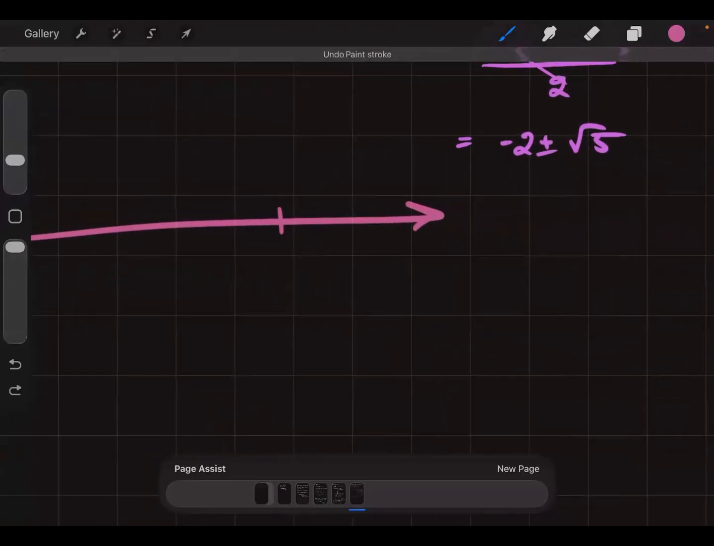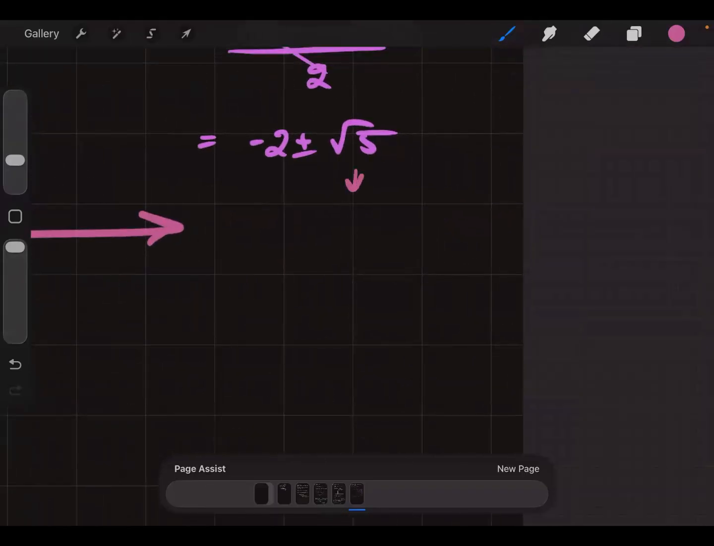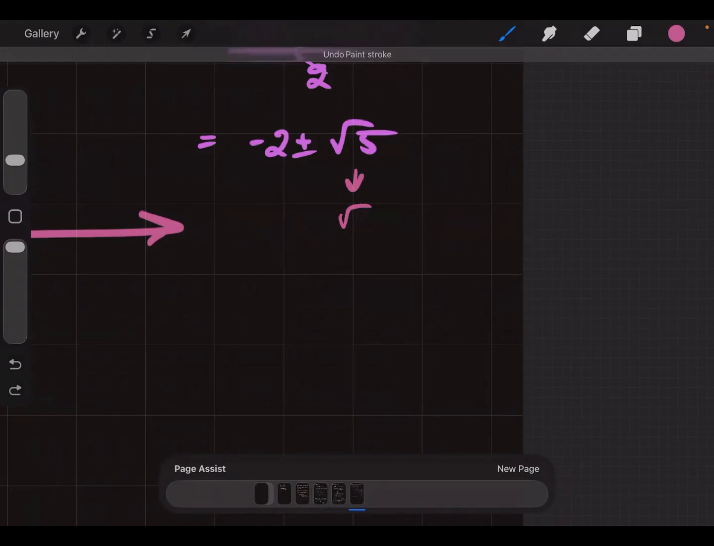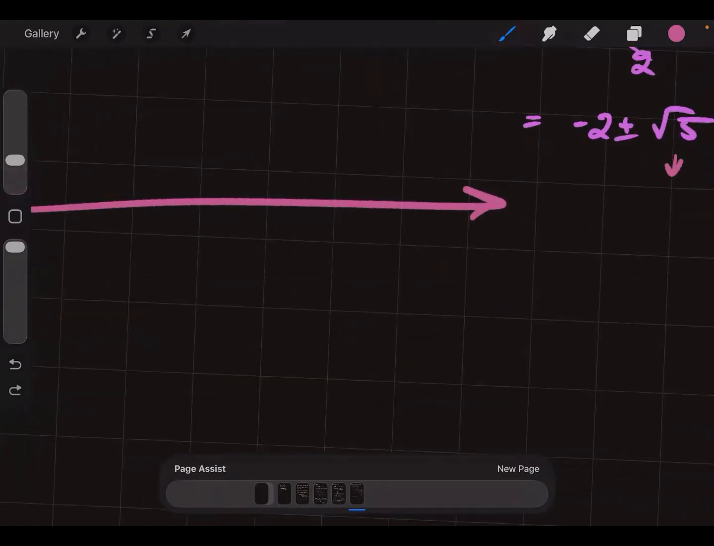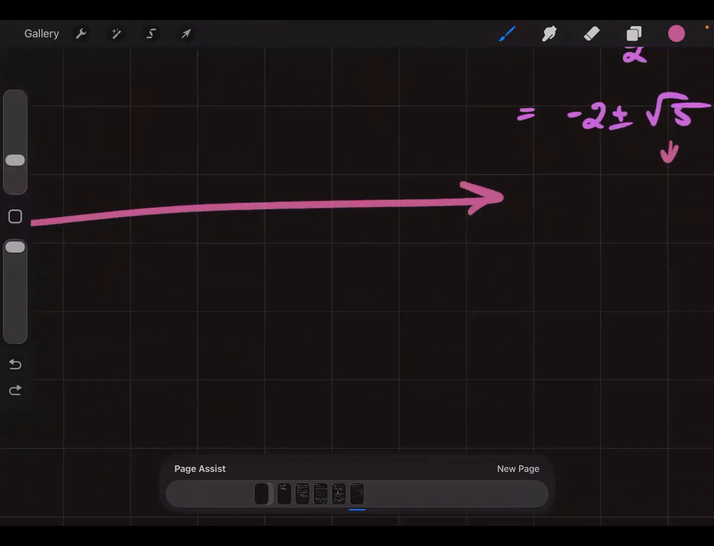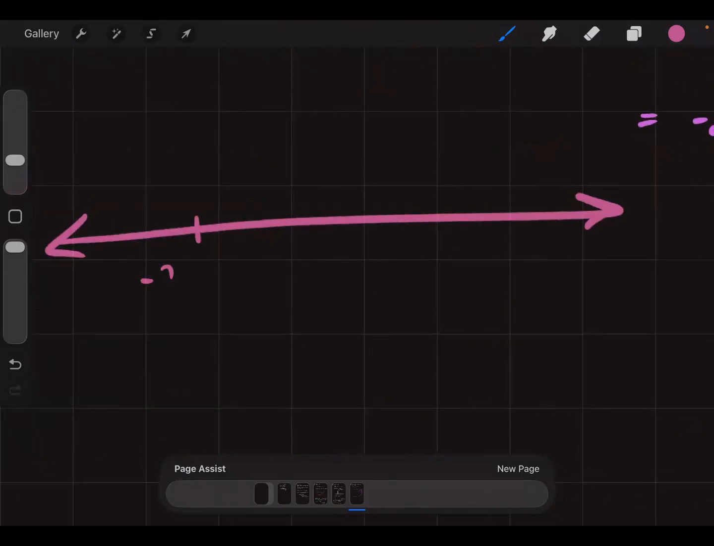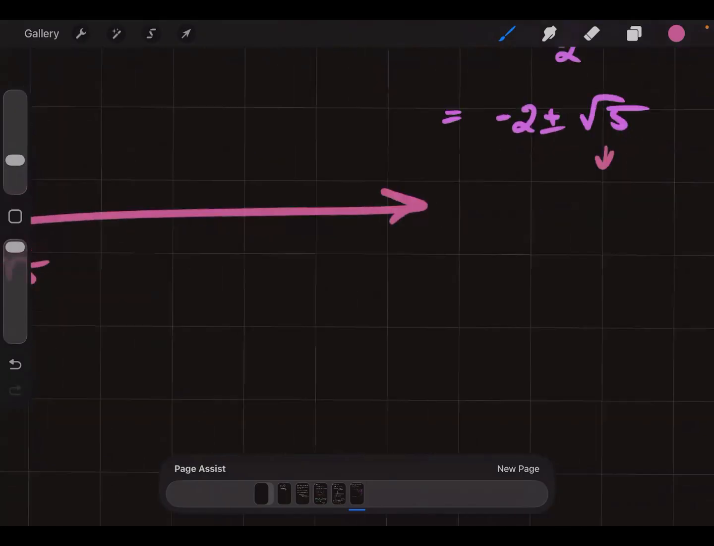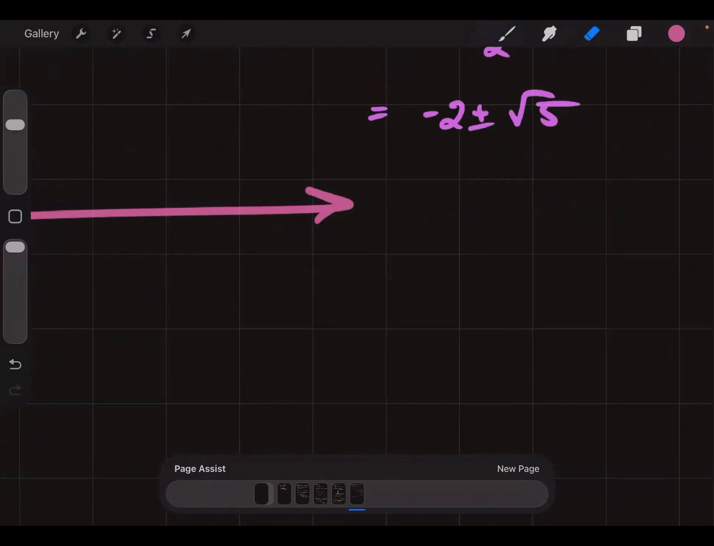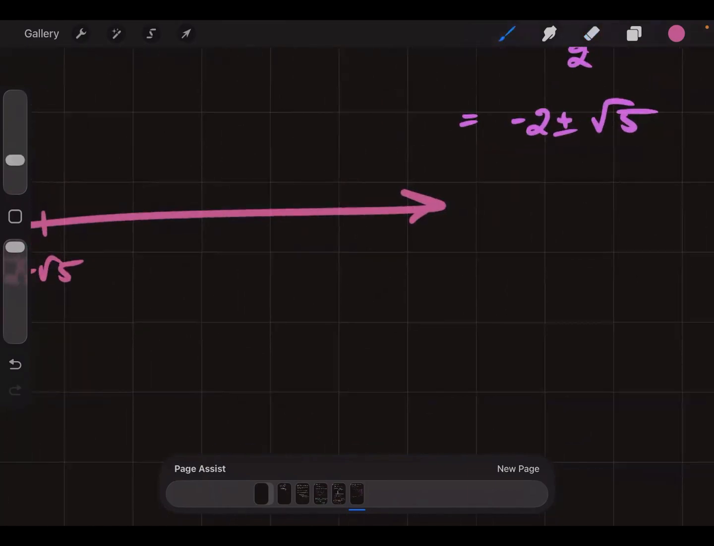-2 plus √5. √5 is going to be greater than 2, right? Because 2 squared is 4. So -2 minus √5 is going to be like -4 point something, okay? And because √5 is bigger than 2, -2 plus √5 is going to be greater than 0. It's going to be positive. -2 plus √5, and then 0 somewhere around here.